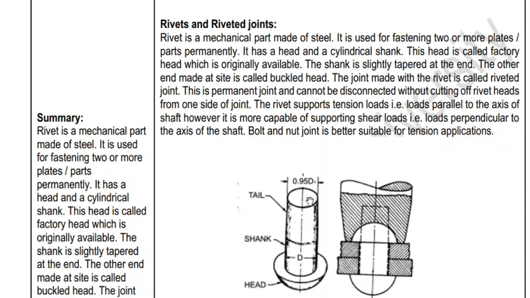The other end, made at site, is called the buckle head. After you insert the rivet, you need to hammer this section, and another head will be formed, and it is called the buckle head. The joint made with the rivet is called a riveted joint. This type of joint is a permanent joint and cannot be disconnected without cutting off the rivet heads.